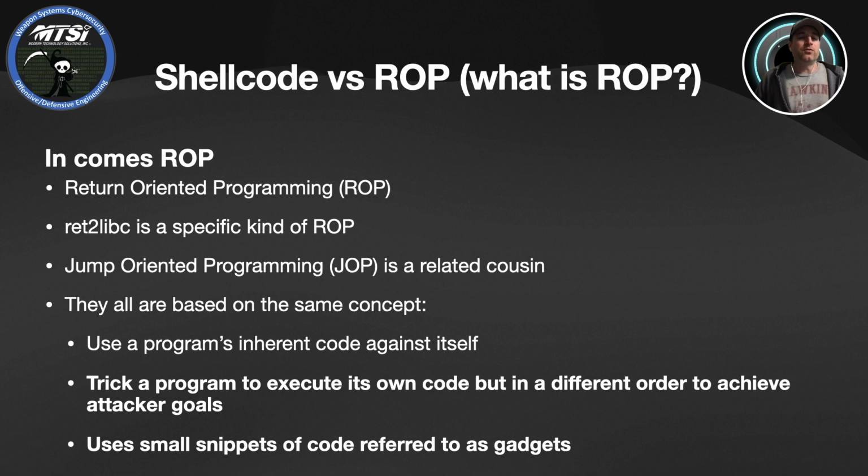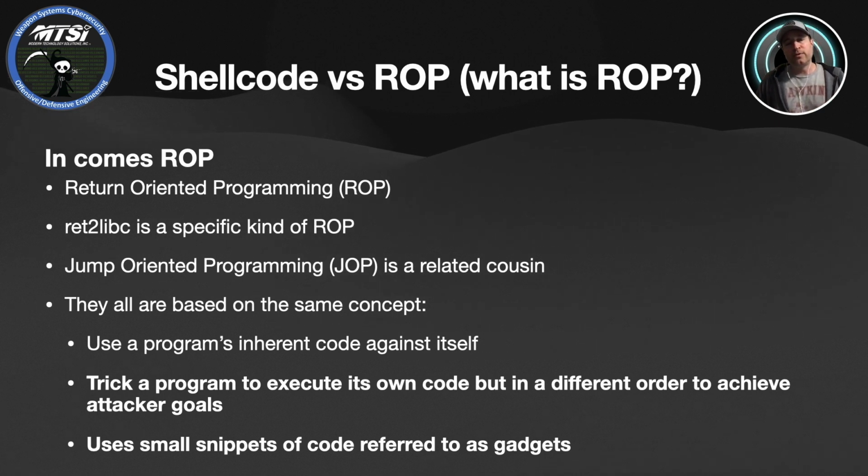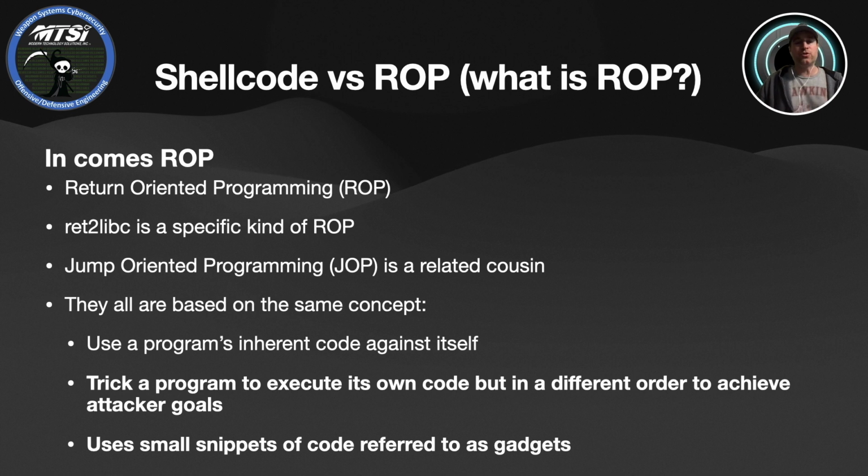libraries. There's also jump-oriented programming. It's a related cousin to ROP. All of these things rely on one fundamental concept. You use a program's inherent code against itself. What do I mean by that? You trick a program to execute its own code, but in a different order to achieve attackers' goals. And I have some examples to show you what this looks like.